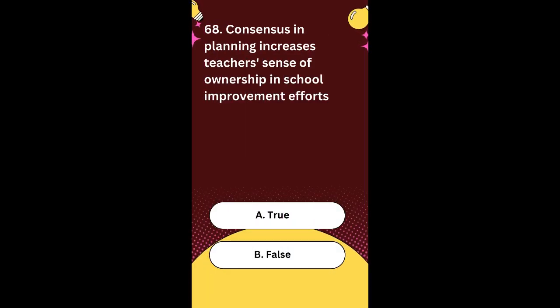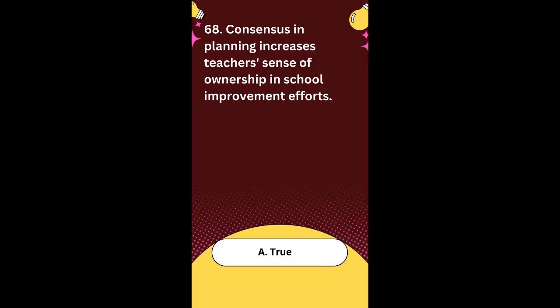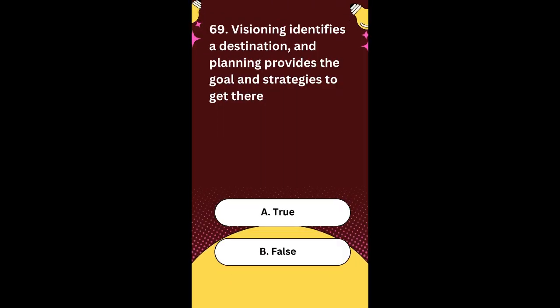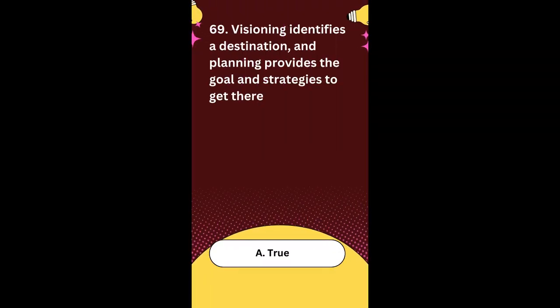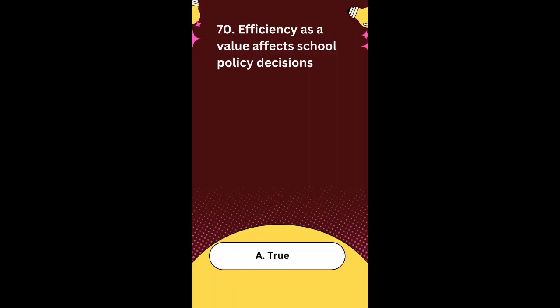68. Consensus in planning increases teachers' sense of ownership in school improvement efforts. The answer is true. 69. Visioning identifies a destination, and planning provides the goal and strategies to get there. The answer is true. 70. Efficiency as a value affects school policy decisions. The answer is true.